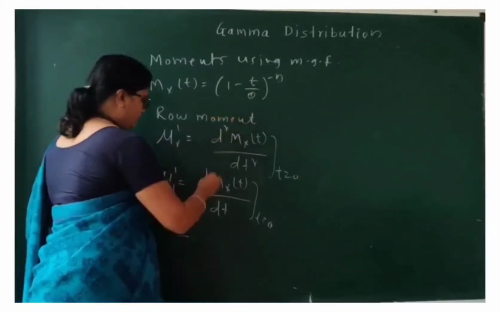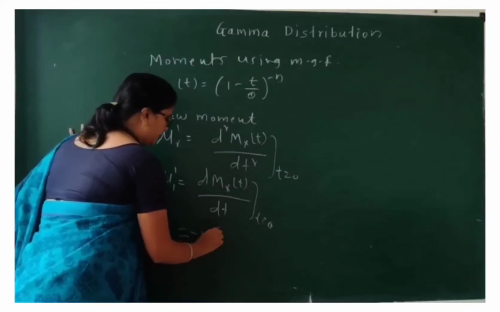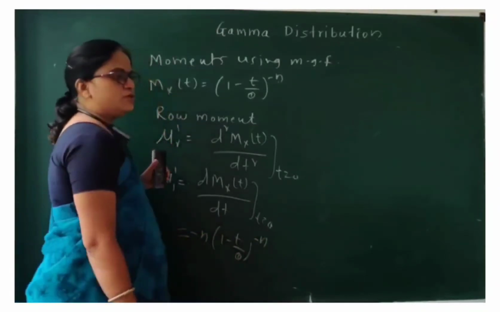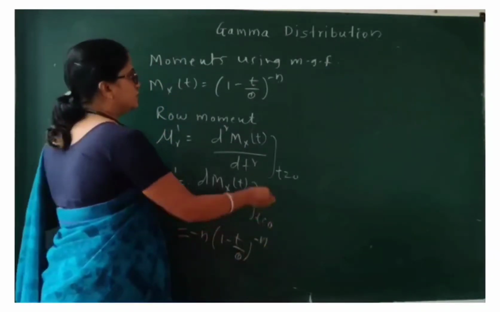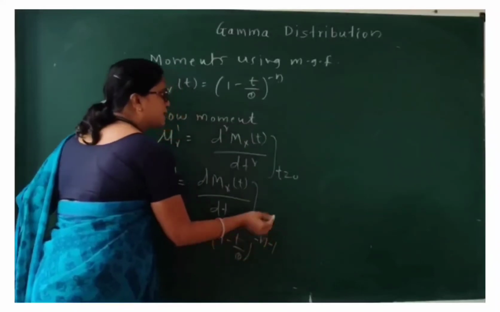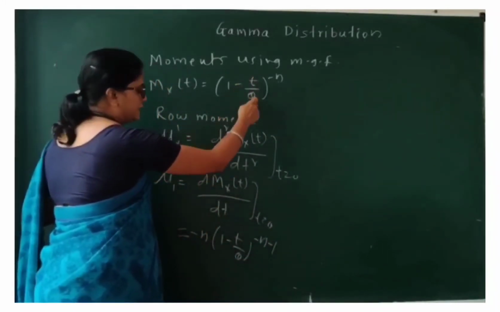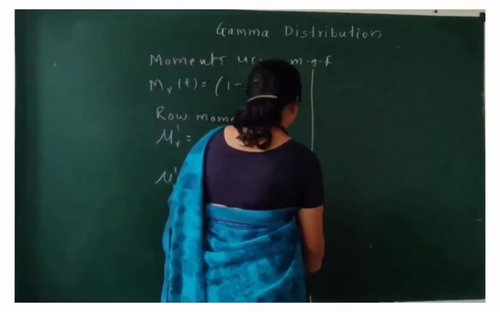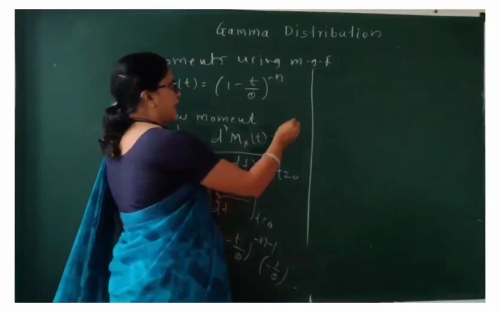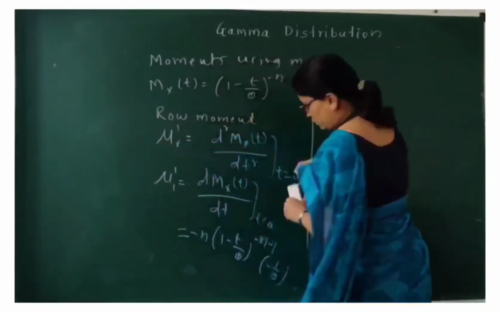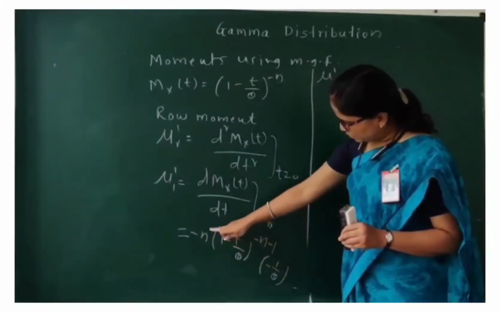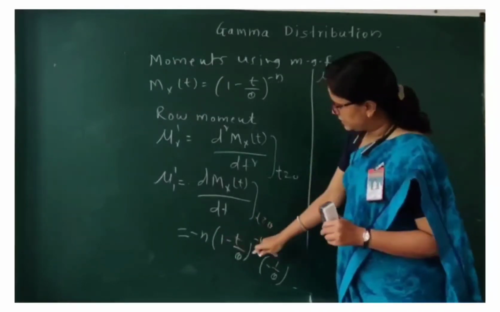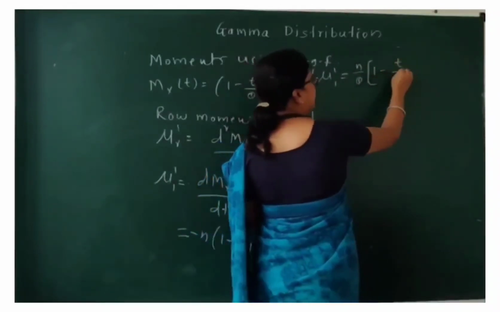So what is the derivative? The derivative is minus n times (1 minus t by theta) raised to, since it is minus 1, we have the term as minus n minus 1. And again the derivative of minus t by theta is minus 1 upon theta. Fine. So we get mu1 dash as, minus minus get cancelled, we have n divided by theta, the first term, and (1 minus t by theta).